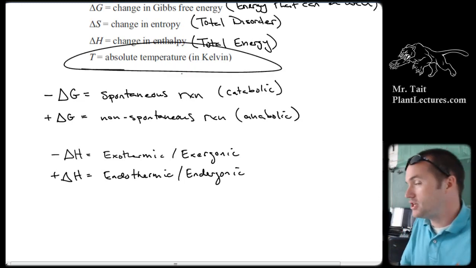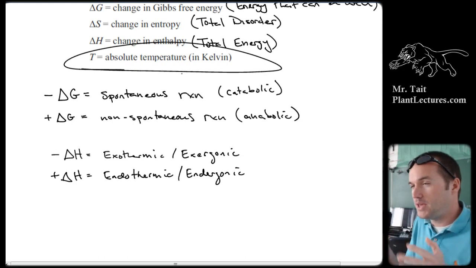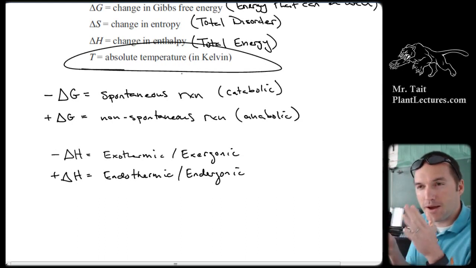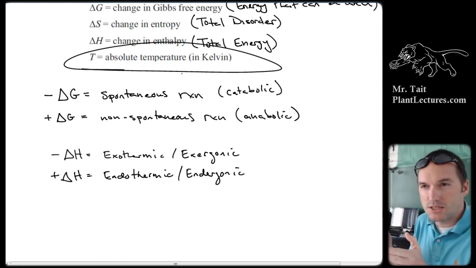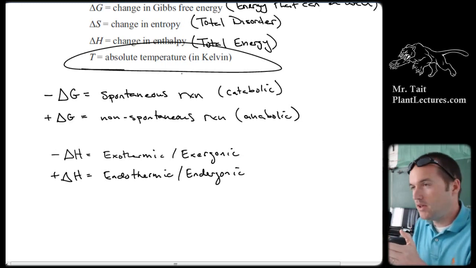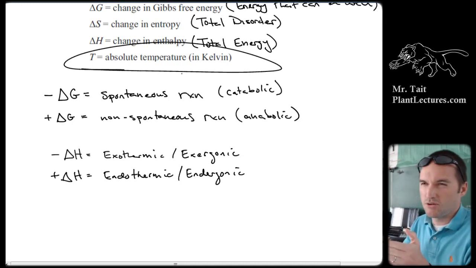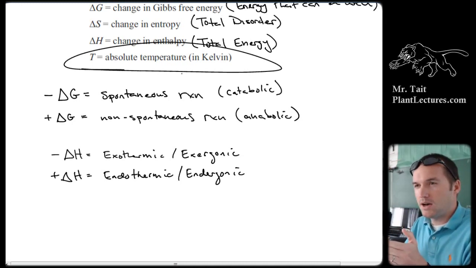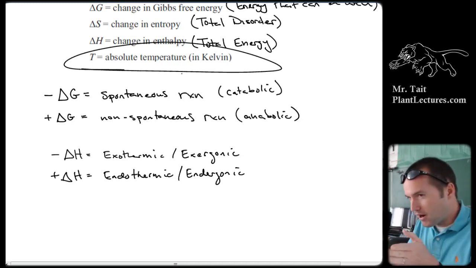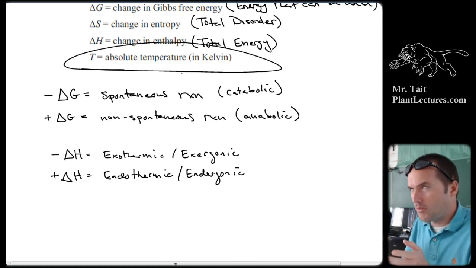Because in biology, the temperature can only be in a very specific range. I would say from about 0 degrees Celsius, which is 273 Kelvin, up to maybe 100 degrees Celsius under normal cases, which would be 373 Kelvin. So a very narrow band of temperatures.